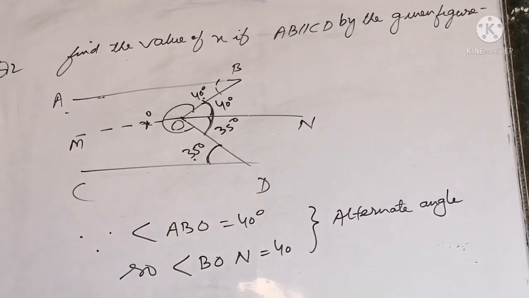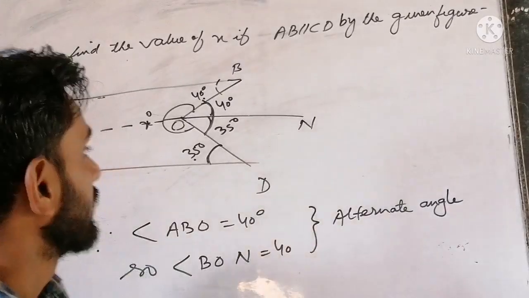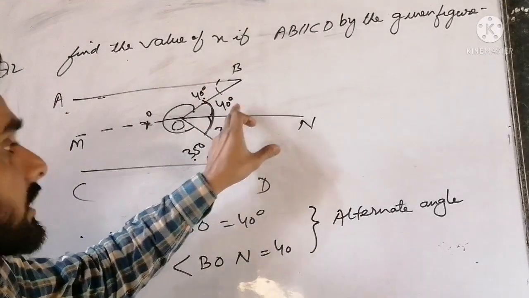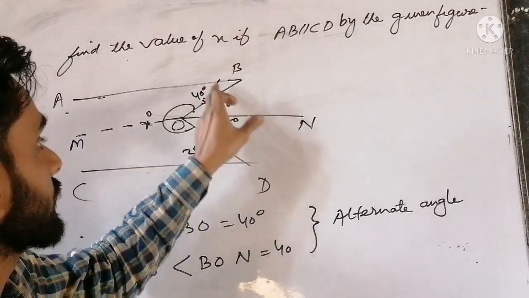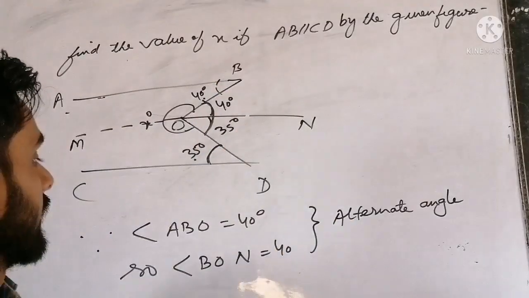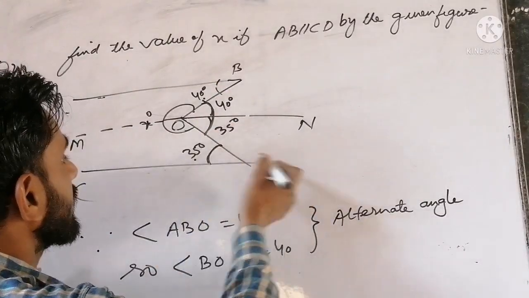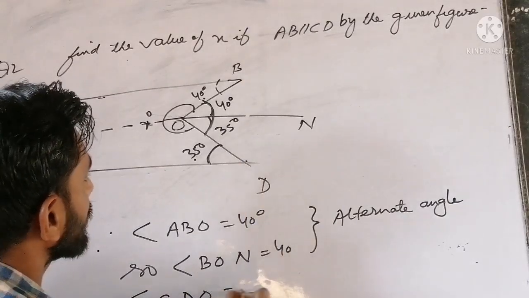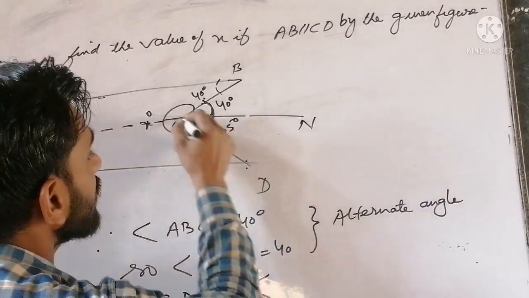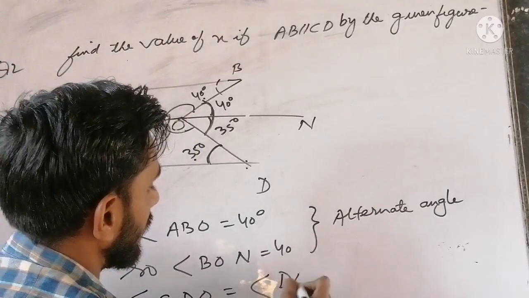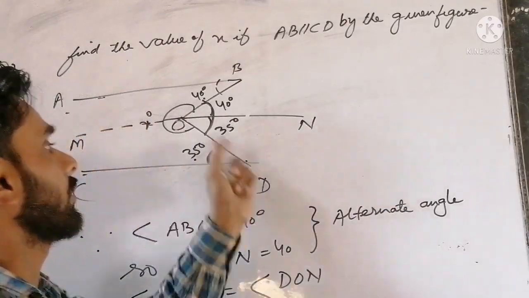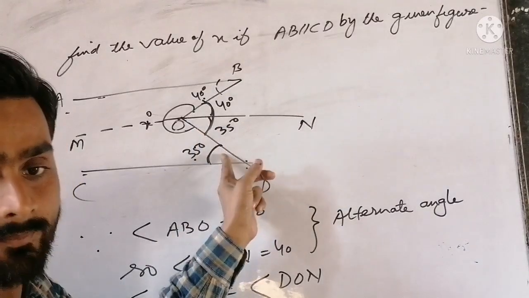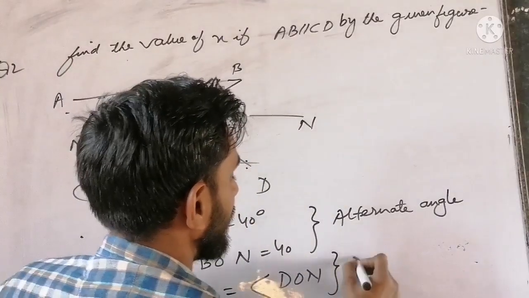Okay, alternate angles are equal. This is the alternate angle of this, so it is 40 degrees. And angle CDO is equal to angle DON. Why is angle DON equal to angle CDO? Because this is also an alternate angle.